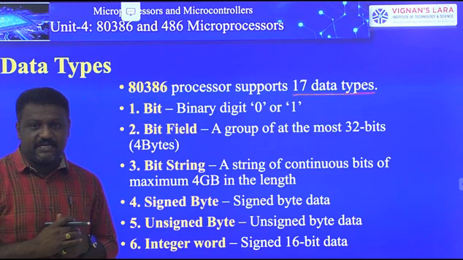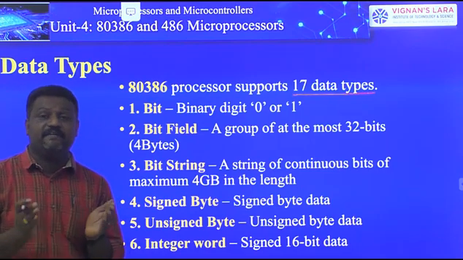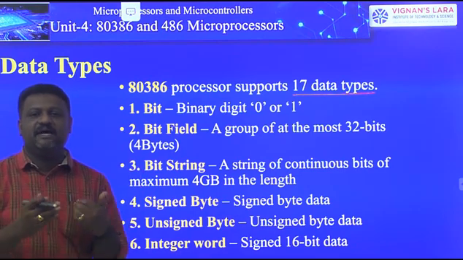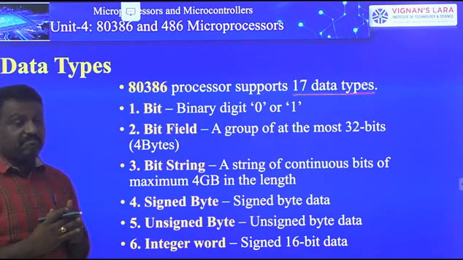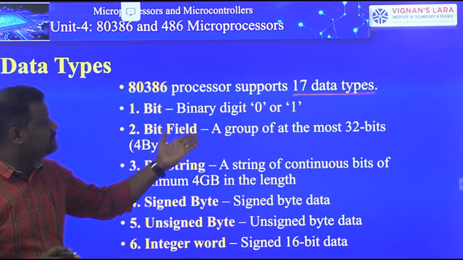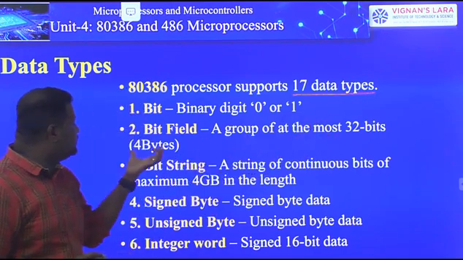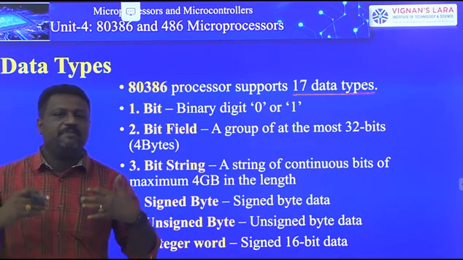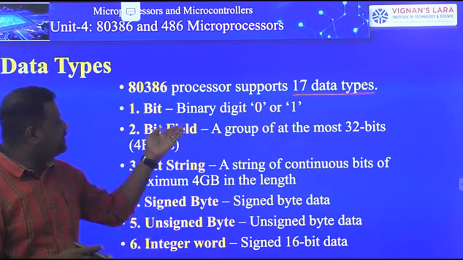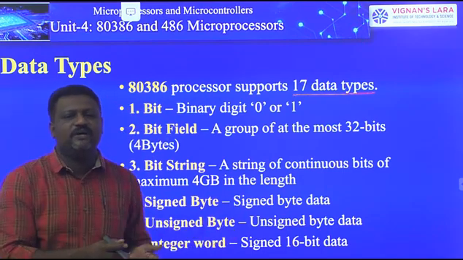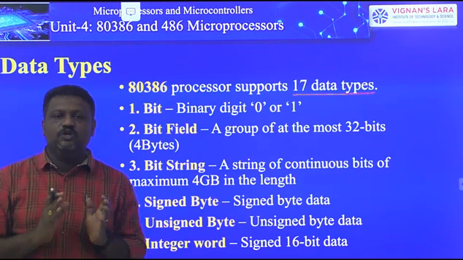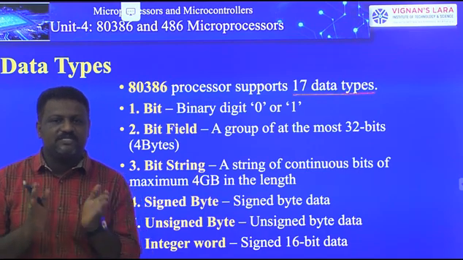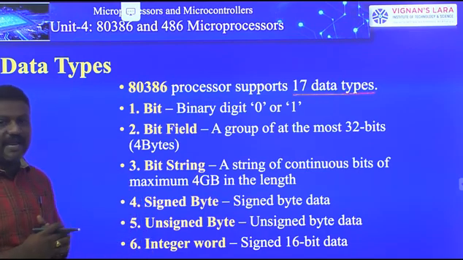The first one is bit. Bit is nothing but a binary digit. Its value may be 0 or it may be 1. This is the first data type that is supported by my 80386. And number 2 is bit field. What is this bit field? It is nothing but a group of at most 32 bits. That means a bit field is nothing but a 32-bit number, or it may be a 4-byte number. So the previous one is a bit, that may be binary digit 0 or 1, but now a bit field is nothing but a group of at most 32 bits. That means a bit field of size 4 bytes or 32 bits. That was my second data type.